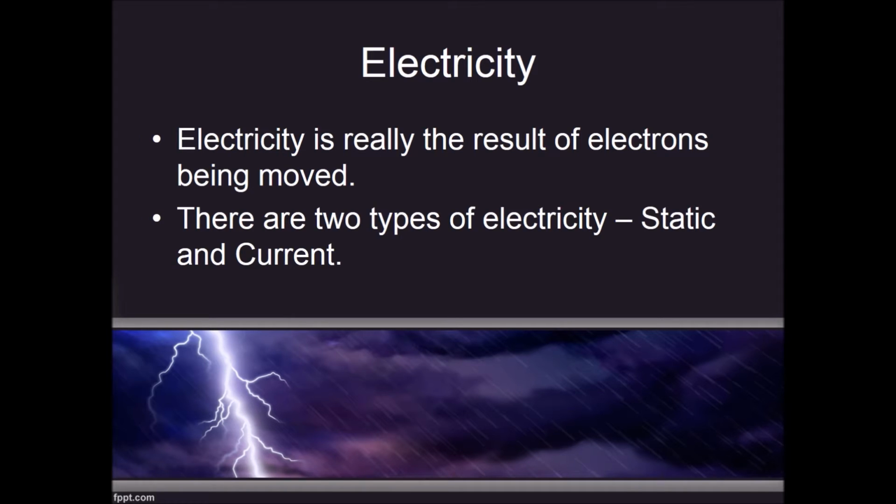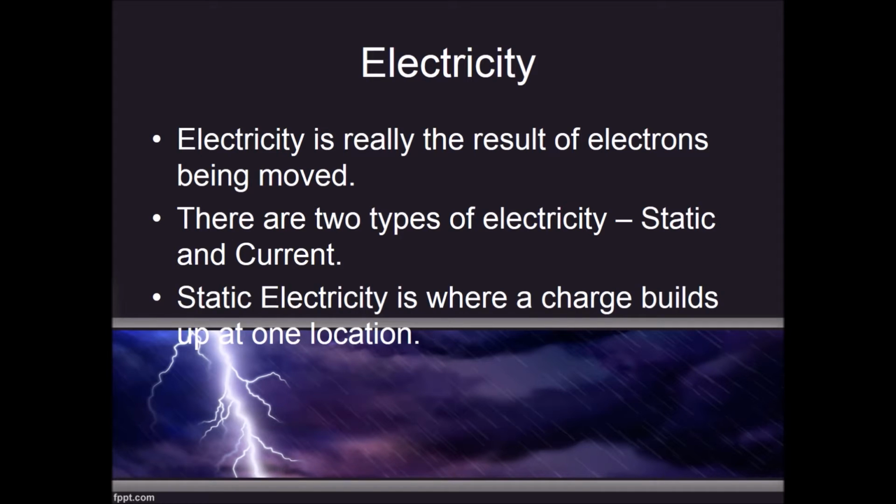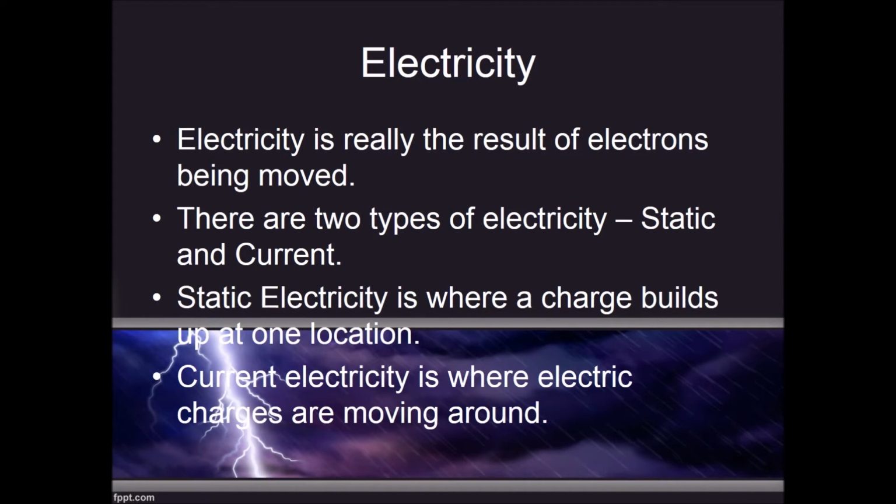There's two types of electricity: static, which really stays in the one place, and current, which involves moving electrical charges. Static electricity builds up in one location, and you can see it when it builds up on you, and you either get a zap when you're getting out of the car or going down a slide or something like that. And current electricity, where electric charges are moving, is the sort of electricity you're used to when you plug in an electrical device and it runs by electricity. That's because that moving charge is current electricity.